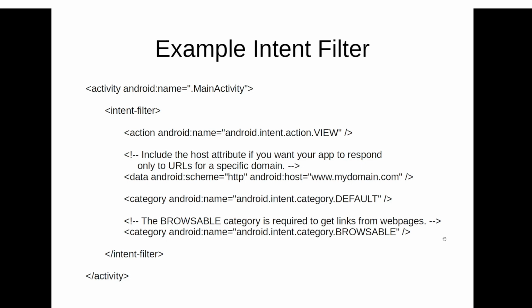Because this is an implicit intent, it must specify the default category. Additionally, this intent filter specifies the browsable category. This ensures that this intent filter can intercept links that are clicked on a website.